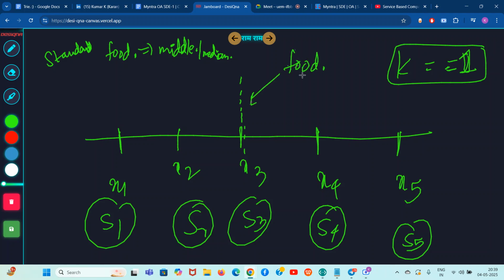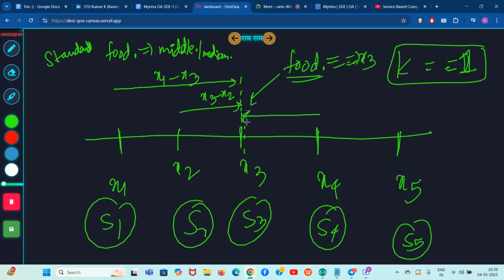If you have only a single food, you should keep it at x3. Why? Because if you keep it at x3, the total displacement will be what? x3 minus x2 for this squirrel, and this will be 0. Then x1 minus x3, then x4 minus x3, then x5 minus x3.